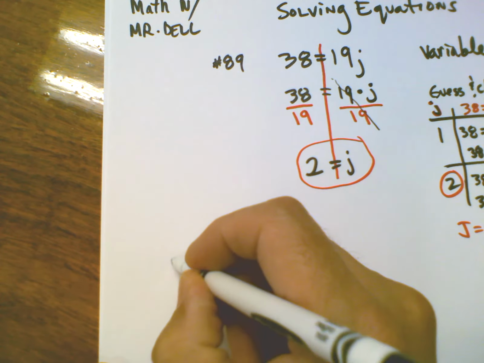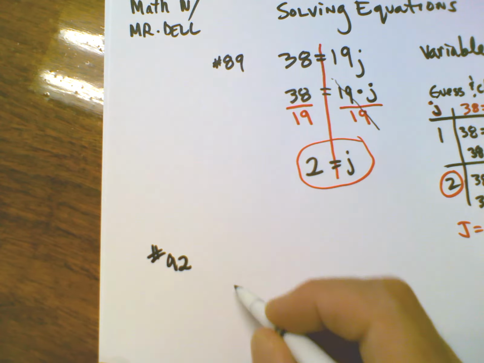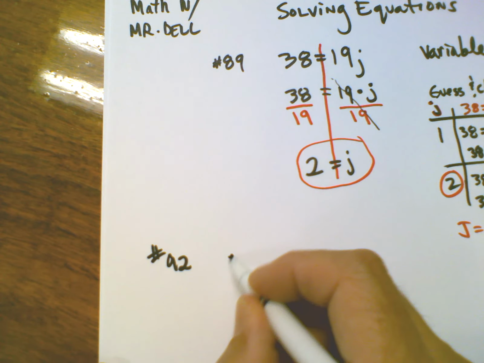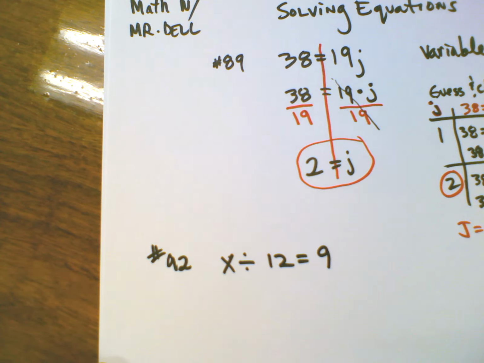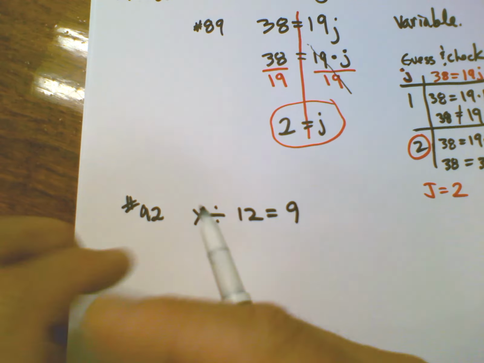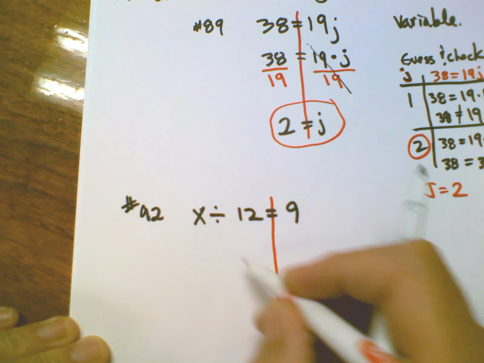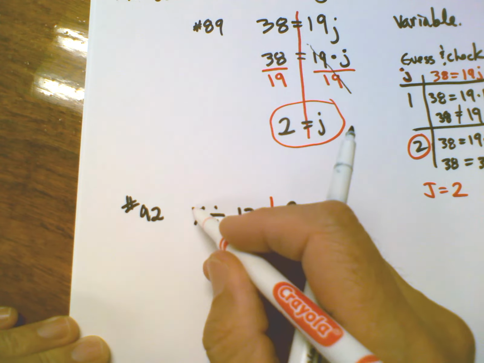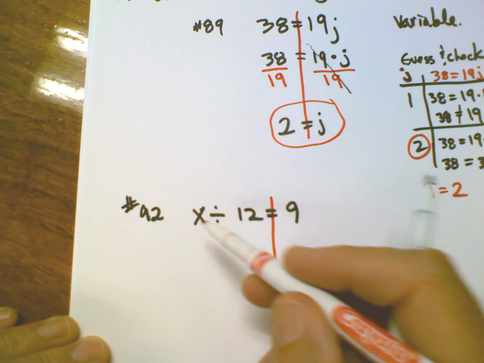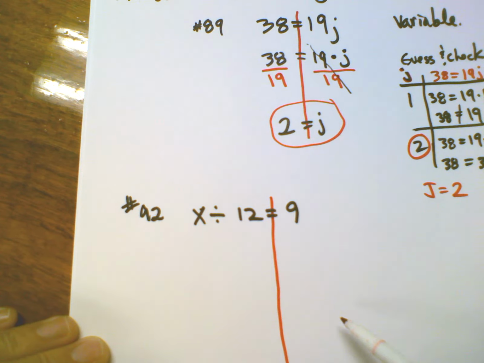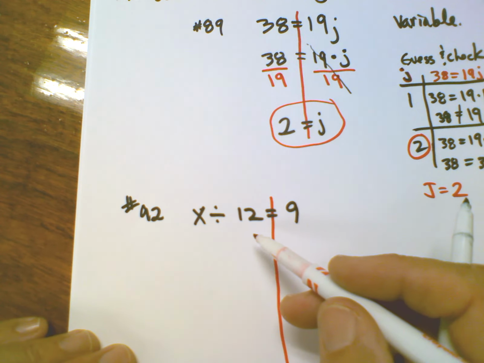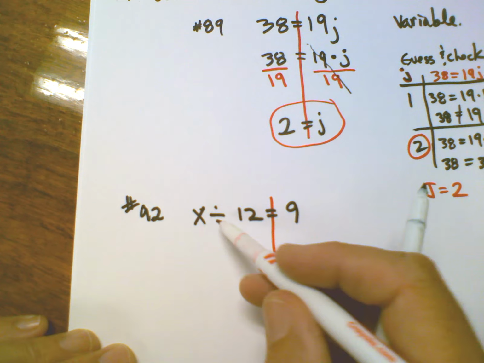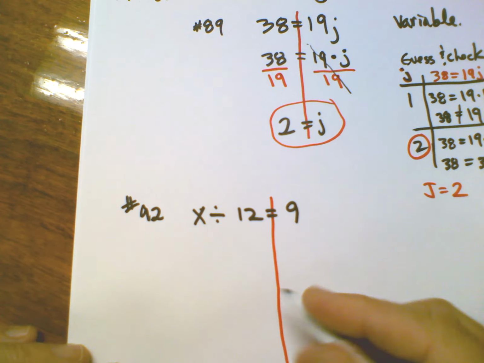Another one I would look at would be 92. Number 92 is x divided by 12 equals 9. So again, same thing. I'm looking for what? I'm looking for some variable, some x, some number in place of x that makes this equation true. I could do a guess and check table again, or I can look at how to do it by eliminating numbers in the equation.